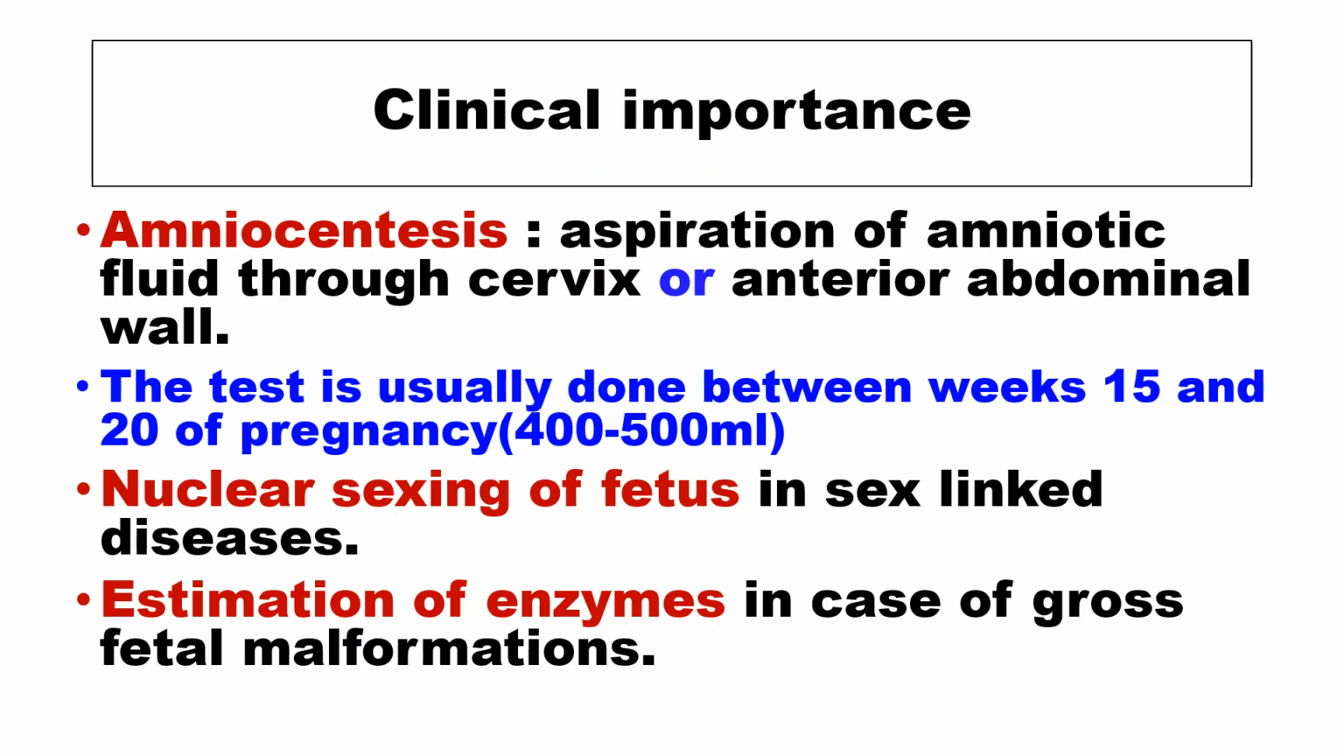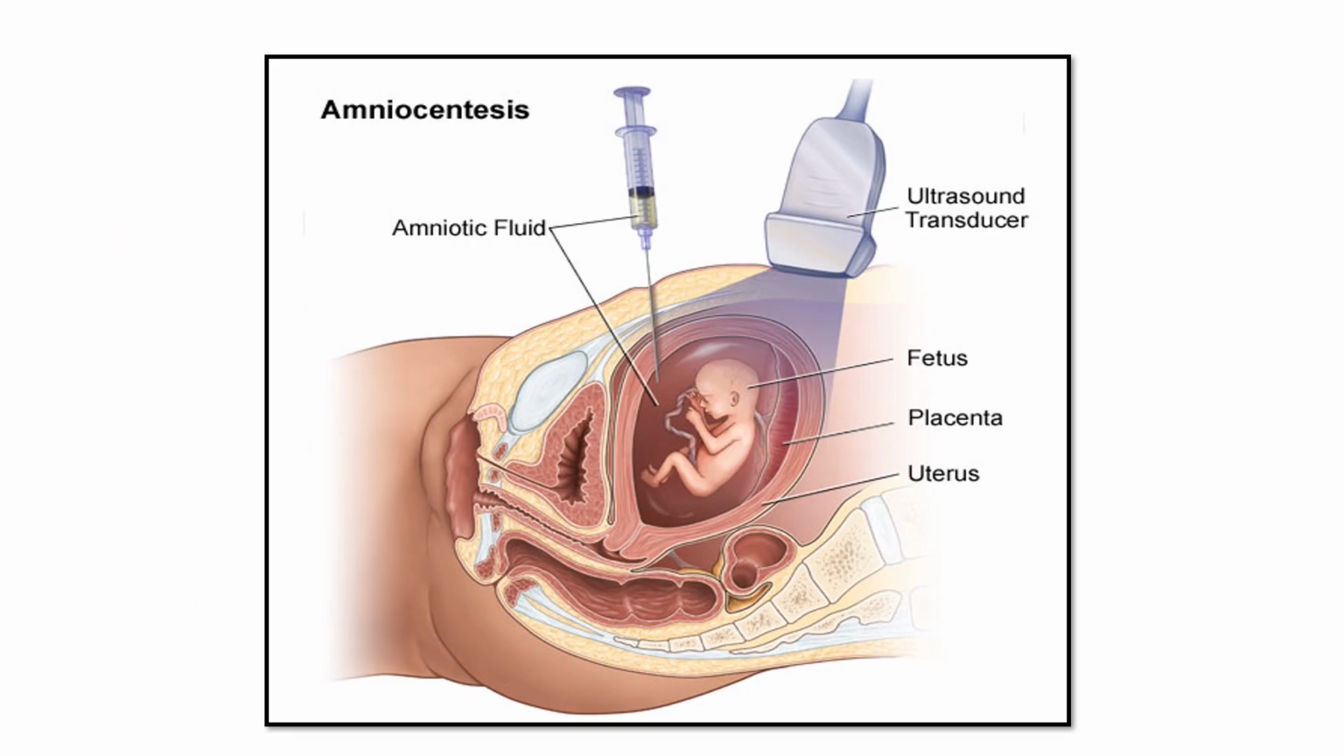Clinical importance of amniotic fluid. Amniocentesis is aspiration of amniotic fluid through the cervix or anterior abdominal wall. This test is usually done between weeks 15 to 20 of pregnancy, where the amniotic fluid is roughly about 400 to 500 ml, mainly done for nuclear sexing of the fetus in sex-linked diseases and estimation of enzymes in case of gross fetal abnormalities. Amniocentesis is done under the guidance of ultrasound.